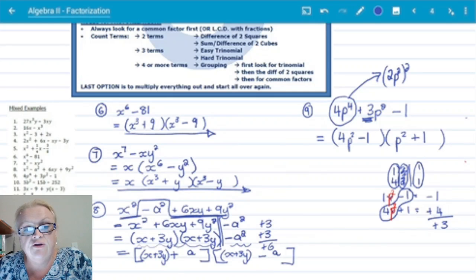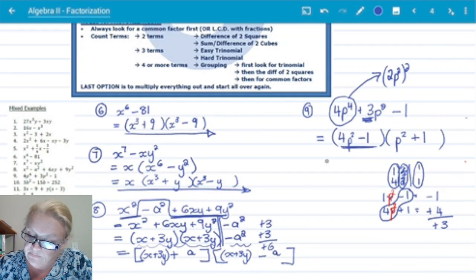Check to see if you can go further. Here I've got 2 terms. 2 terms could be squares or cubes. This is a difference. There are 2 terms. They're both squared. So this bracket on its own can go further. It's going to give us a 2p plus 1, 2p minus 1.